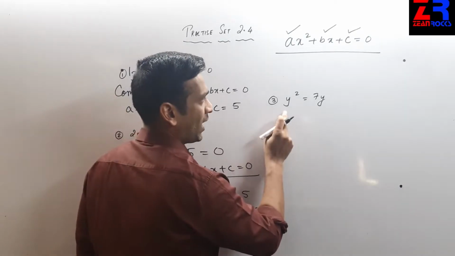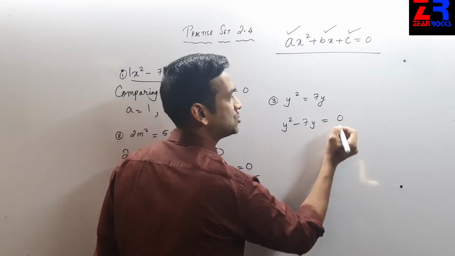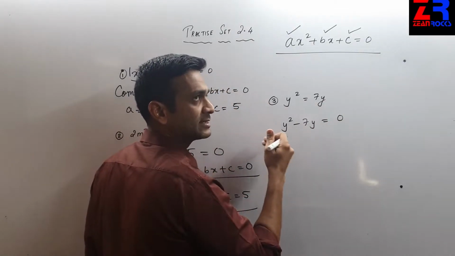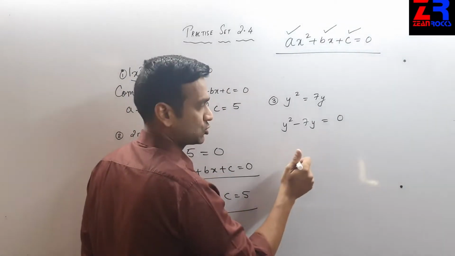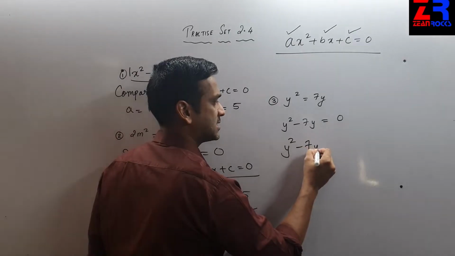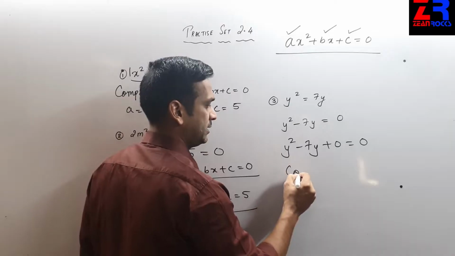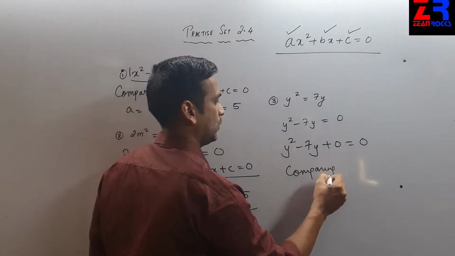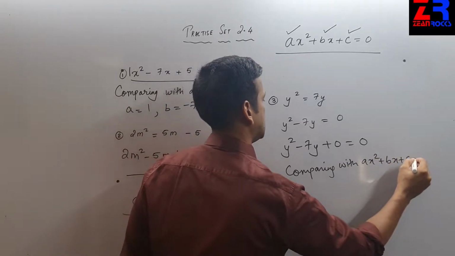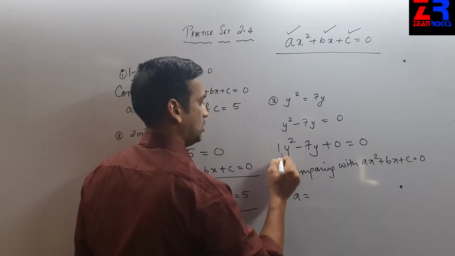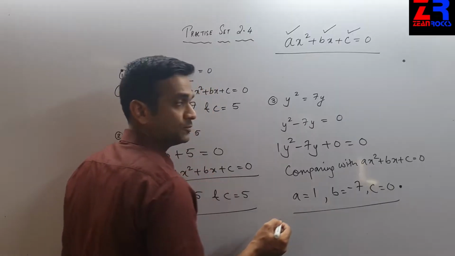Question number 3: y square is equal to 7y. So y square minus 7y is equal to 0. This 7y comes on the left hand side and becomes minus 7y is equal to 0. Here there are only two terms, so I will write y square minus 7y plus 0 is equal to 0. Comparing with ax square plus bx plus c is equal to 0, I will get a is equal to 1, b is equal to minus 7 and c is equal to 0.